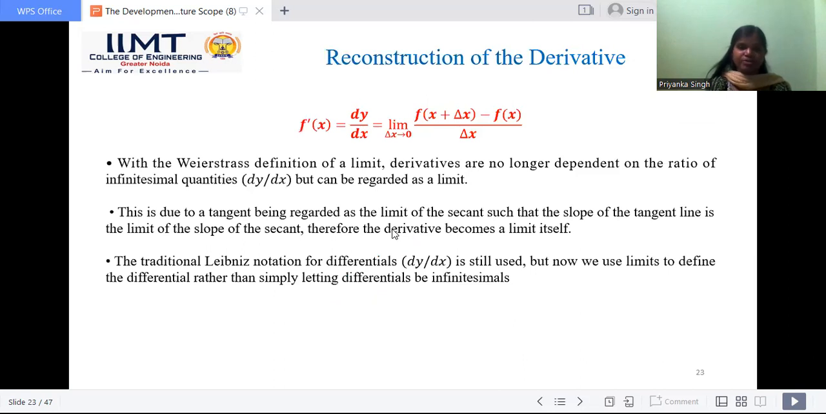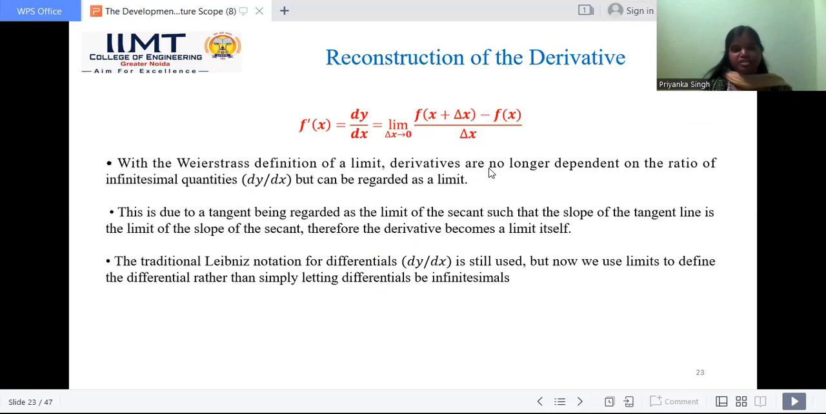Reconstruction of the derivative. Next, we change this fundamental theorem of calculus to differential form. So f'(x) is equal to dy/dx, which is equal to the limit as delta x tends to 0 of [f(x + delta x) - f(x)] / delta x. With the Weierstrass definition of a limit, derivatives are no longer dependent on the ratio of infinitesimal quantities, but can be regarded as a limit.